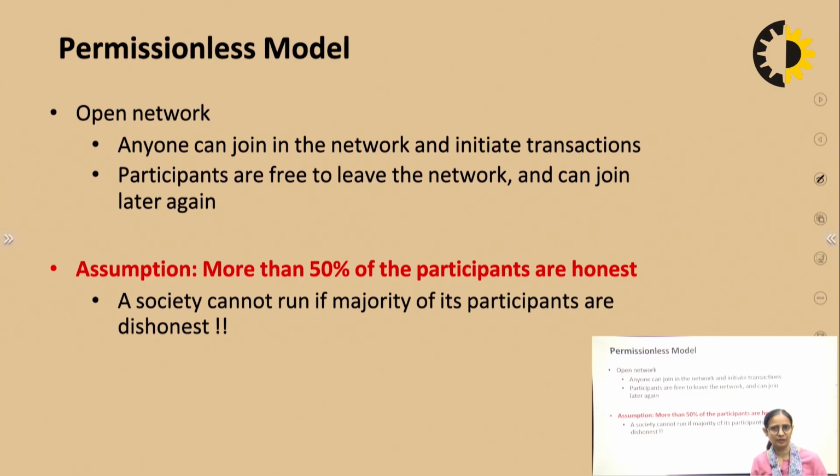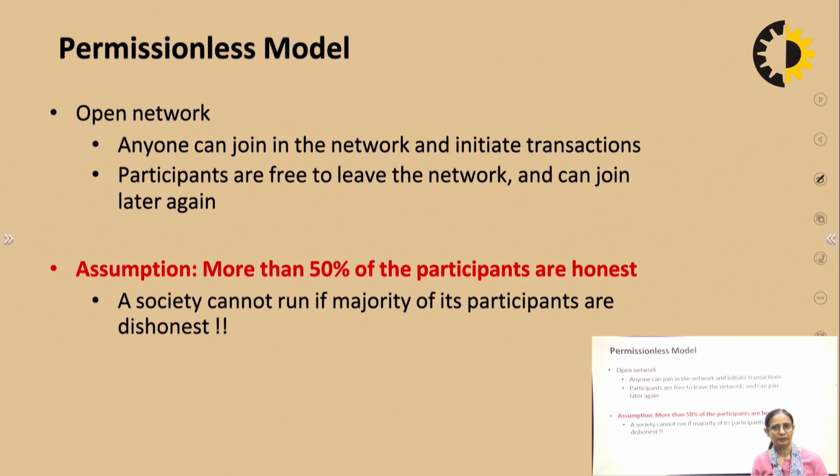Here there is an assumption that more than 50% of the participants are honest. This is the assumption we are taking, because if we don't work on this assumption, then the blockchain on which we are operating is a malicious blockchain being operated by a set of attackers. Why have we adopted this assumption? Because we are aware that a society cannot run if the majority of the participants are dishonest. So this is the assumption we need to take in the case of the permissionless environment, because it is an open network.